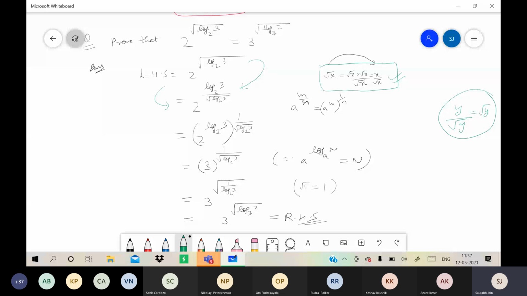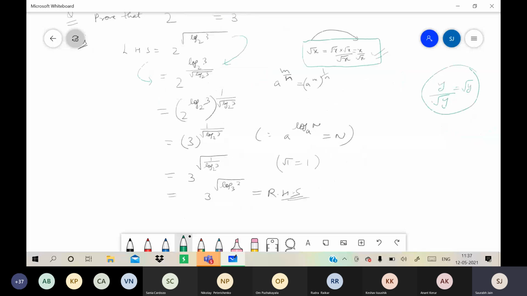First step. Then I told you the next step: we will be using the result a to the power m by n, just like in the previous question. So log 3 base 2 is taken with 2, and 1 upon root of this is outside. Why have we written it like this? Because there is this property that a to the power log n base a is n. So you can see that this bracket is comparable to a to the power log n base a. So 3 will come and the power will be 1 upon root.